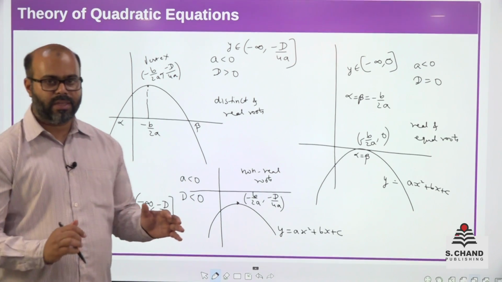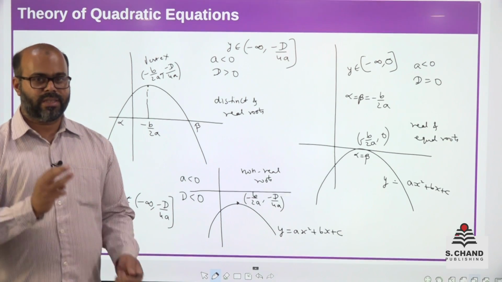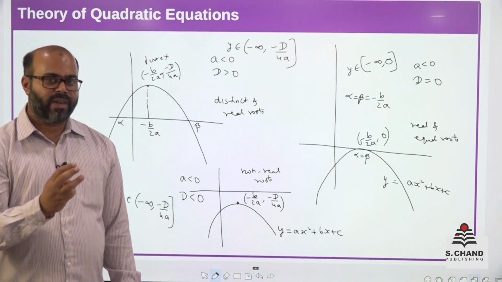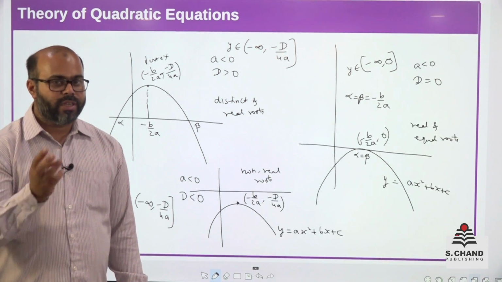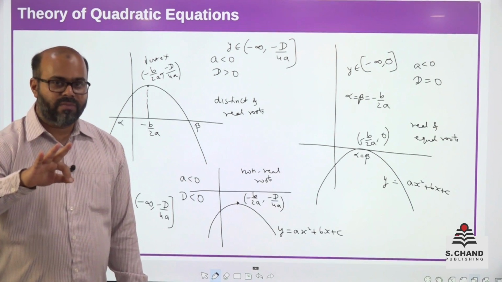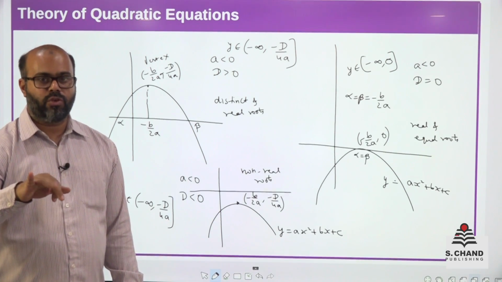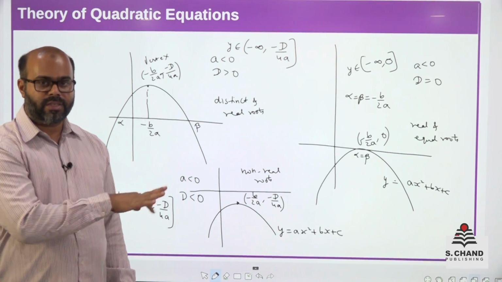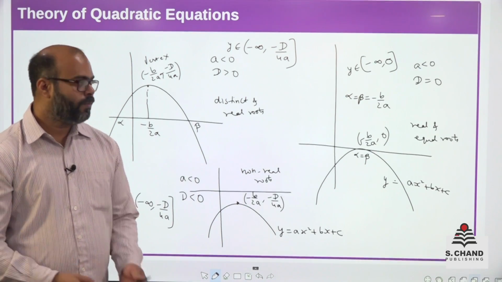So how many cases are there? 6 cases are there. 3 cases when a is positive, 3 cases when a is negative. In all those 3 cases, again we see one case of d positive, d 0, d negative. Similarly here 3 cases, d positive, d 0, d negative.